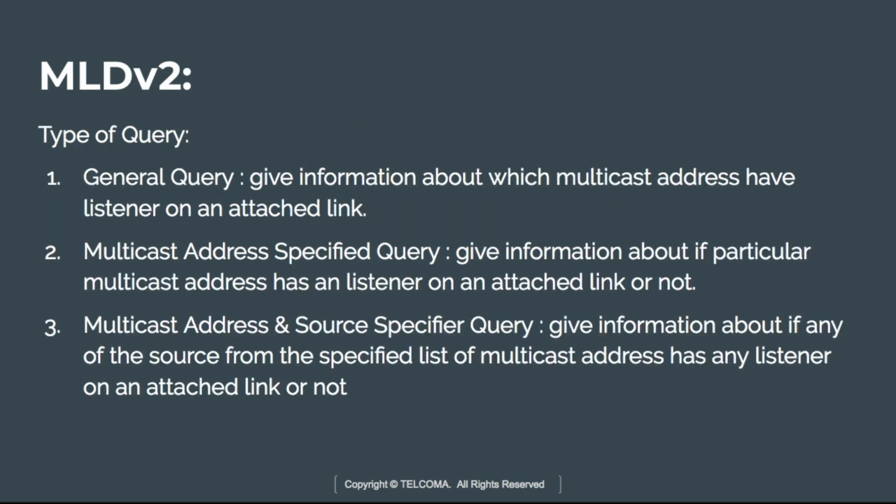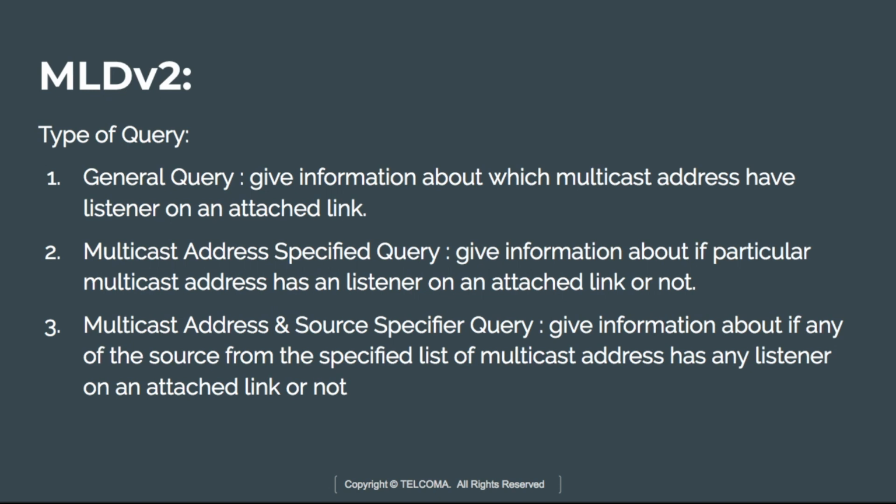Next we will discuss the types of query. So here there are 3 types of query: general query, multicast address specific query, and multicast address and source specific query. The first one is the general query. It is sent by the queriers to get information about which multicast addresses have listeners on an attached link. So it will get the information about the multicast addresses that have a listener over the same link, and it will have the multicast address and number of sources field equal to 0.